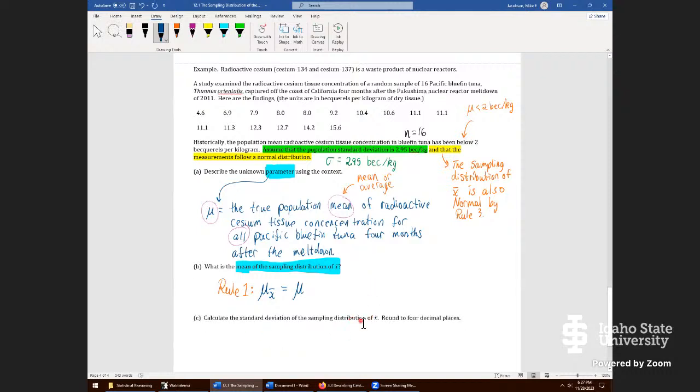Next, it wants the standard deviation of the sampling distribution of X bar, but go back up to that central limit theorem above, and this is rule 2.